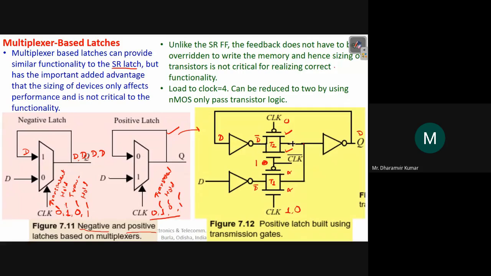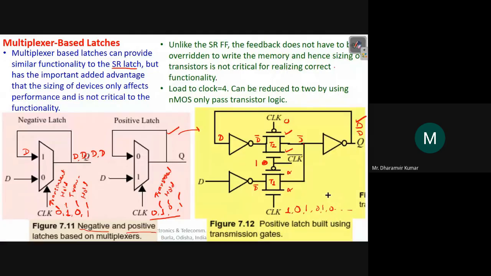So D bar will be available here at the output of T2. And the output of D bar will become again D at Q, because this is an inverter, and this D is again fed back here. So it will be available in the same fashion. So this D is maintained. The value of D is maintained. Now again clock will go to 1, 0, 1 and 0, and in this way the operation will continue.